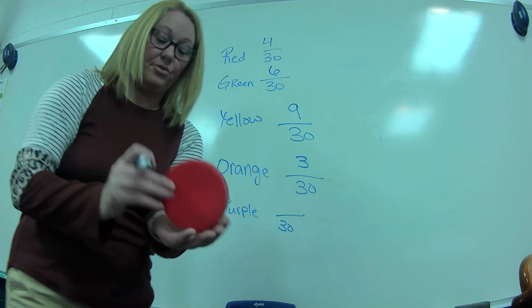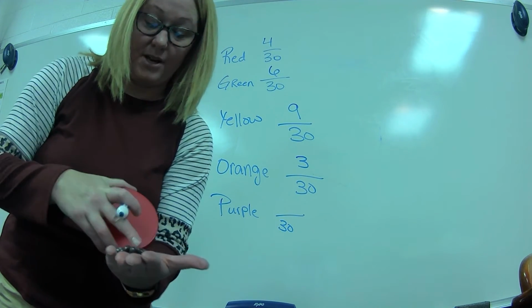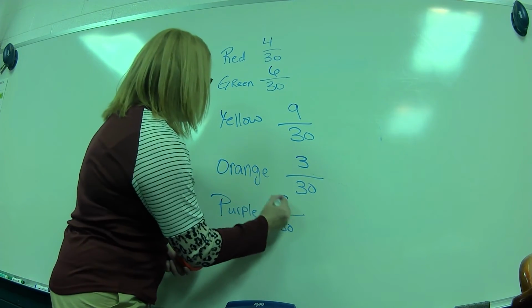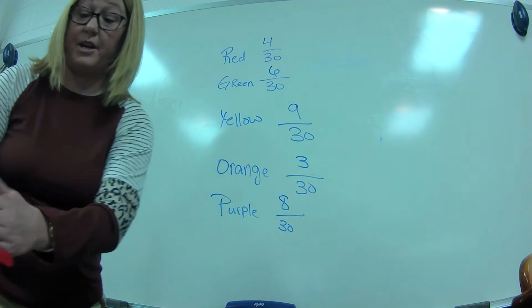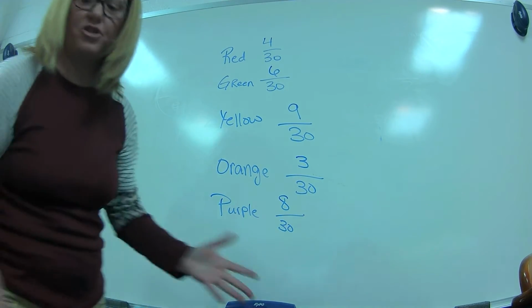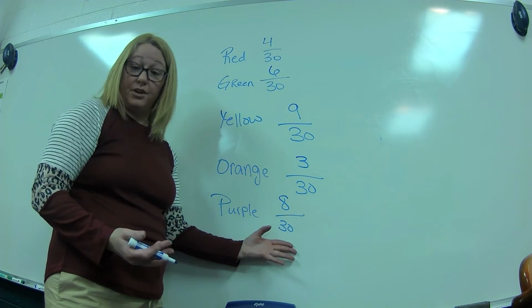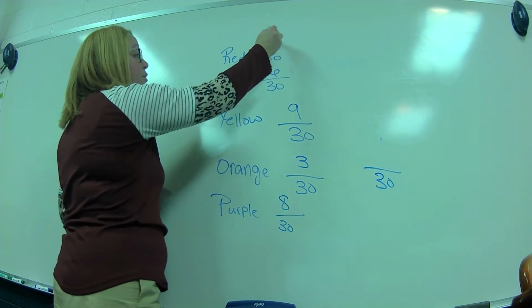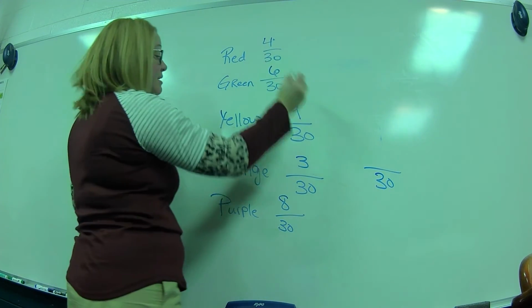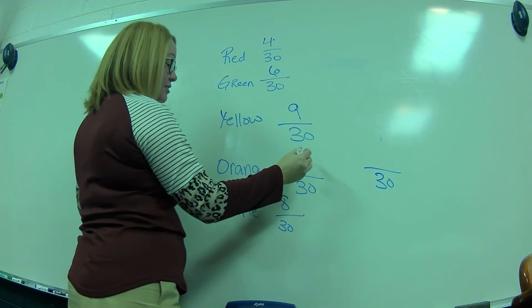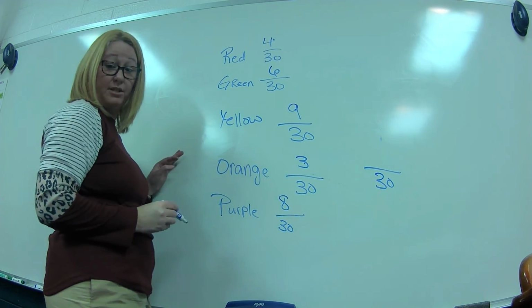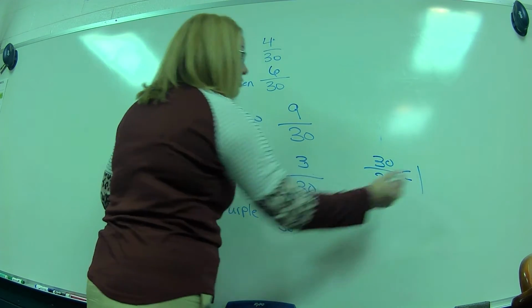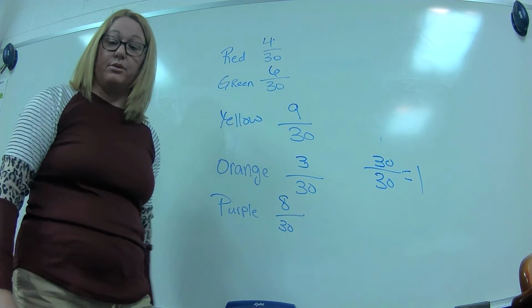Started with 30 total. In purple, I have 1, 2, 3, 4, 5, 6, 7, 8. All right. Now we can check to make sure we did our fractions right, because I told you I had 30 total Skittles to begin with. All right, let's count my numerators. I have 4 plus 6, that's 10. Then I have 10 plus 12, that's 22, plus 8 would be 30. 30 over 30 equals 1 whole group, and that's what we started with.